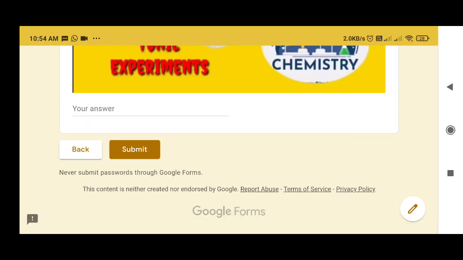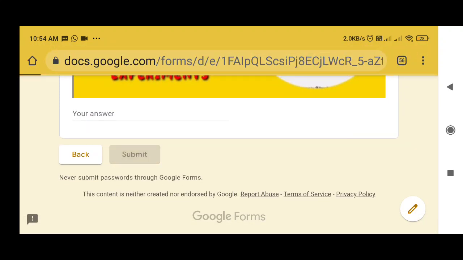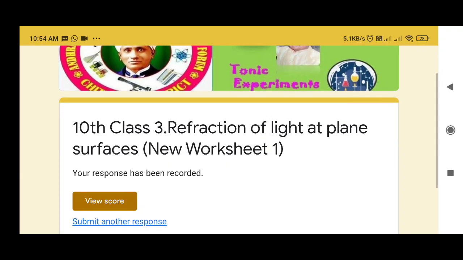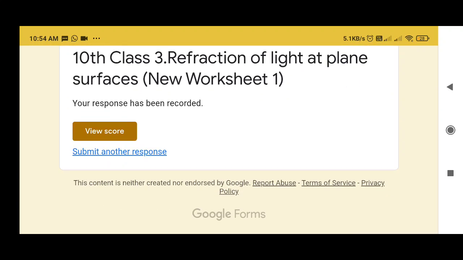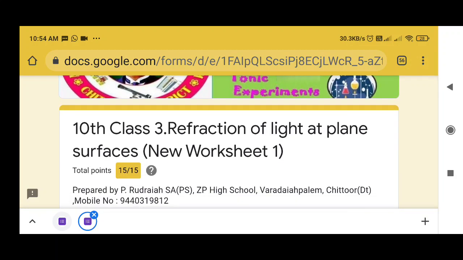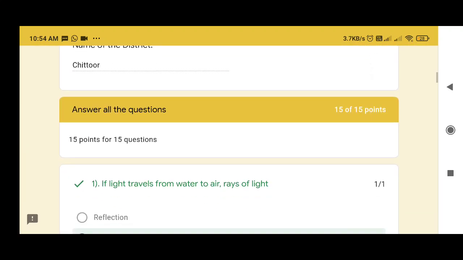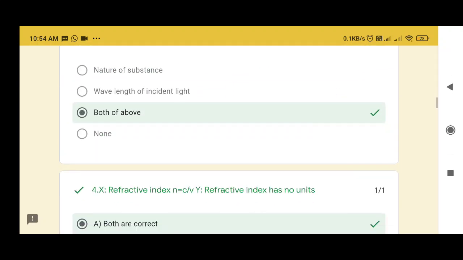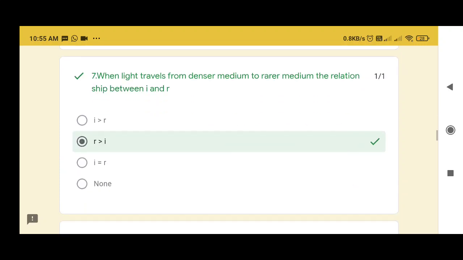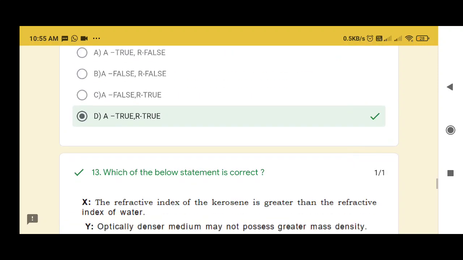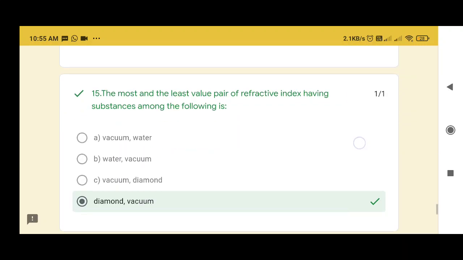After completing this, submit it. You will get your score, that means your marks. For this, click on view score. Here we got 15 out of 15. Look here, this is the verification for your answers. Once again check it. If there are any mistakes, verify it with your textbook and write one more time. So learn all the questions.